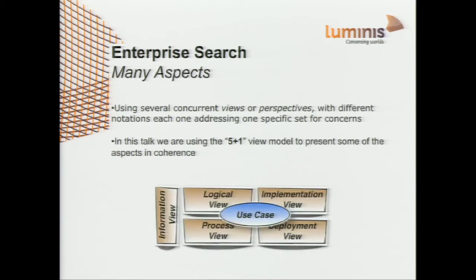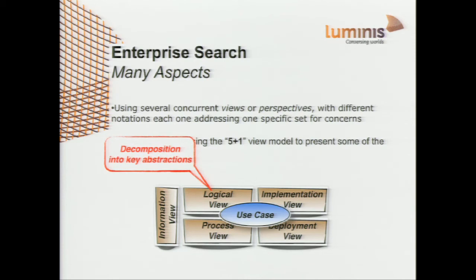Let me first try to explain what the 4+1 view is. As I said, enterprise search has a lot of different aspects, like architecture, which also has a lot of different aspects. So what we're going to do is give this talk and address the issues by using the views of the 4+1 view. And we start with the logical view. What you do in the logical view is that you describe the decomposition of your system in logical abstractions. For example, if you're having an object-oriented system, your logical view will encompass the object model of your system.